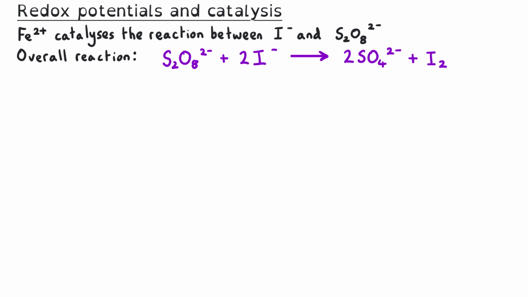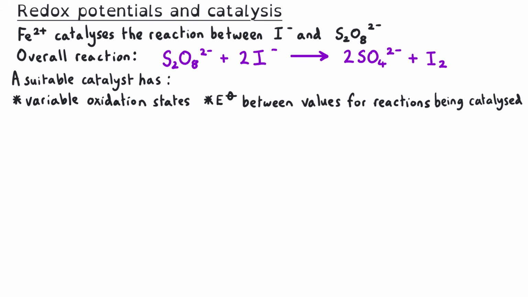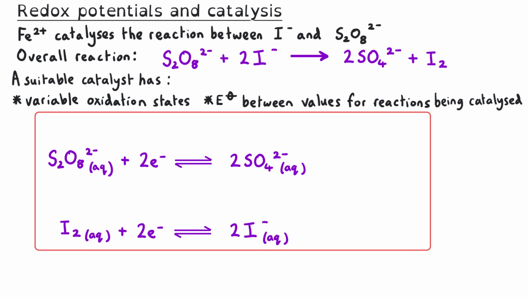We can use redox potentials as a justification of the selection of iron 2+ as a suitable catalyst, because not only does the transition metal need to have variable oxidation states, it also needs to have an electrode potential value that is between the values for the 2 reactions being catalyzed. If we take a look at those 2 half equations for the reduction of the peroxodisulfate and the reduction of the iodine, first of all, remember we've got our electron acceptors on the left-hand side, those oxidizing agents, and we've got the reducing agents on the right-hand side that are electron donors.